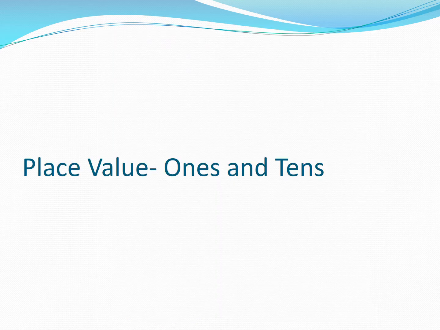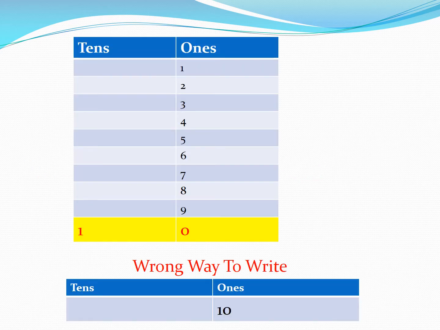Now we will see an important topic, that is place value, ones and tens. Here on this slide you can see one table which has two columns, tens column and ones column. Now we know that from 1 to 9 all these numbers are single digit numbers, and after 9, that is from 10 to 99, these are two digit numbers.